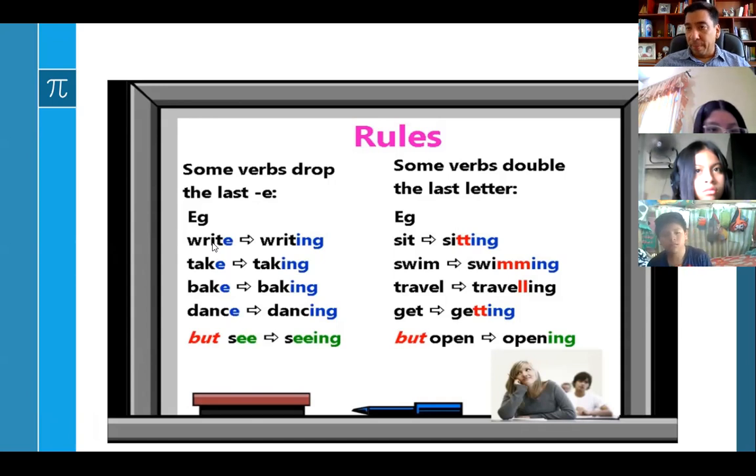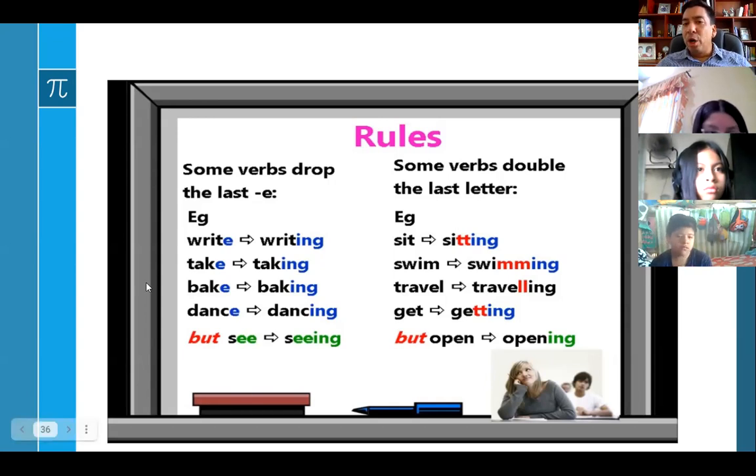In this case, the present continuous of write is writing. The present continuous of take is taking. The present continuous of bake is baking. And the present continuous of dance is dancing. Very simple. So you substitute the E for ing. That is the first rule. Very simple, right? This is only the theory. We are going to practice them. Don't worry. This is the theory. All right? Okay. Number two.